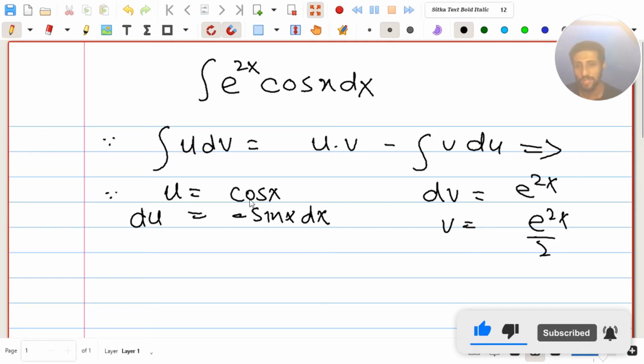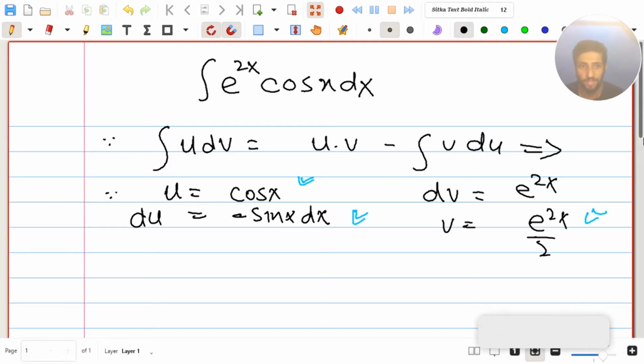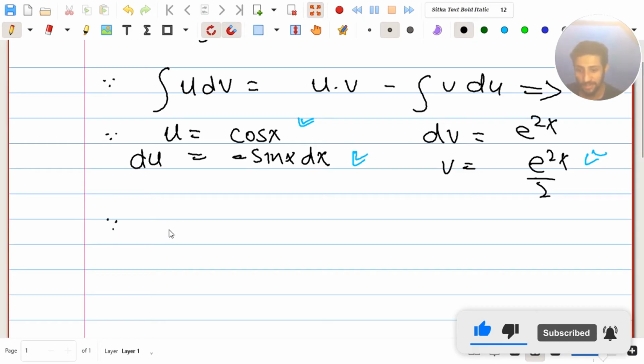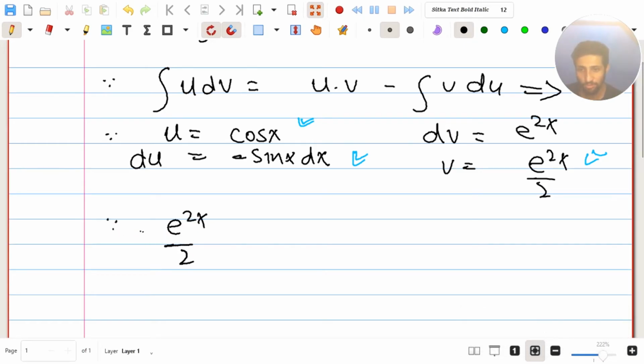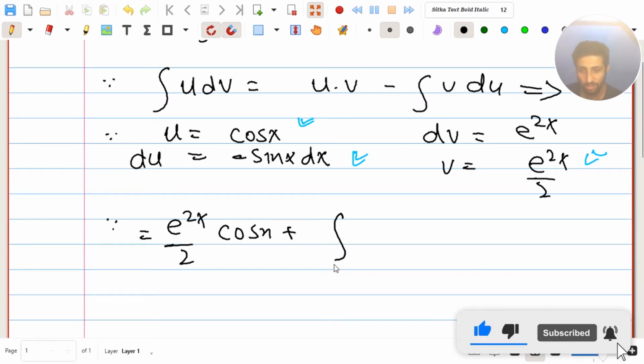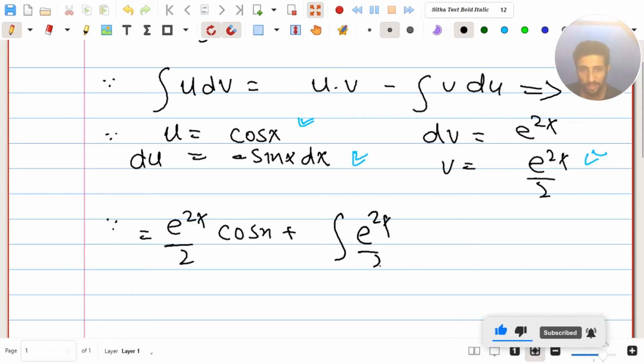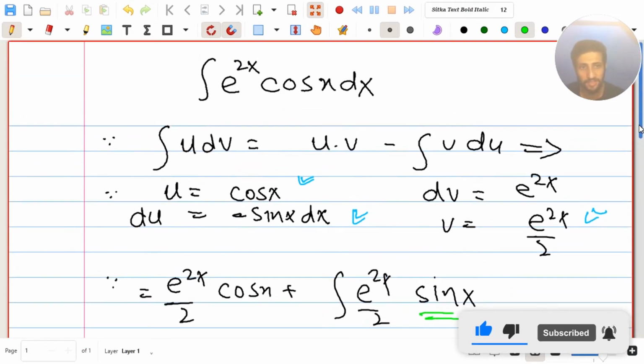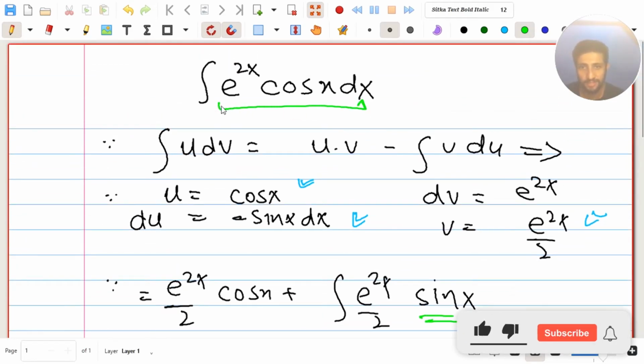Now you just need to plug in the values of u, v and du in this integration by parts formula. If I substitute the values, what I get is the integral equal to e to the power 2x divided by 2 into cos of x plus the integration of e to the power 2x divided by 2 into sine of x. Now you can see that this e to the power 2x sine of x is similar to e to the power 2x cos of x dx.